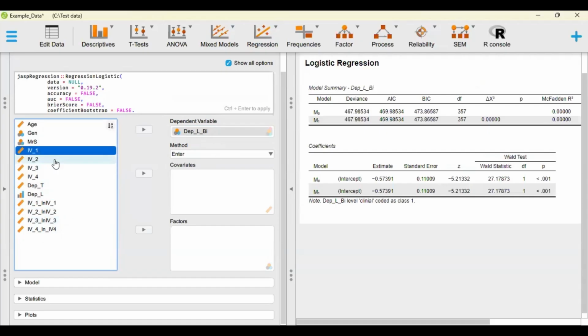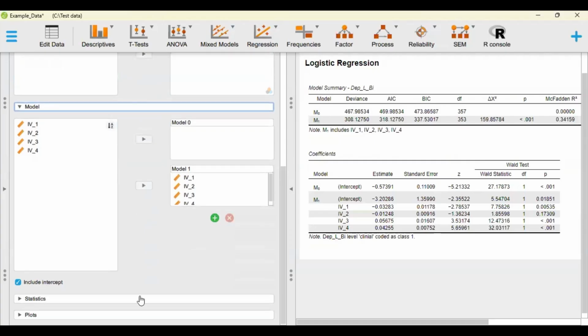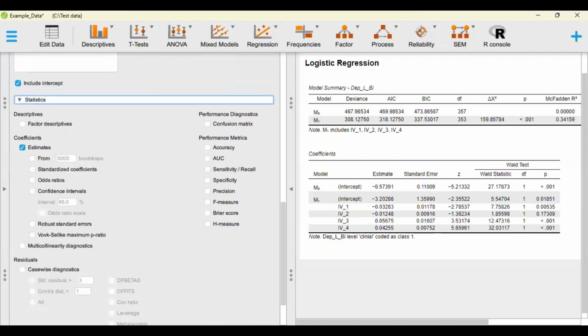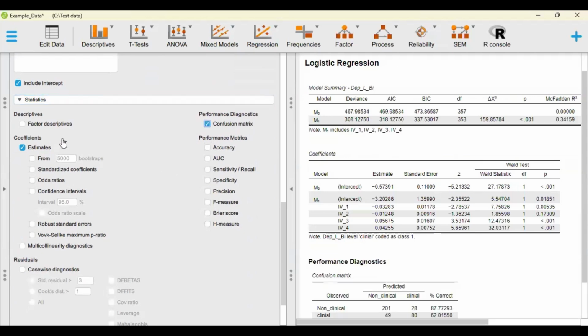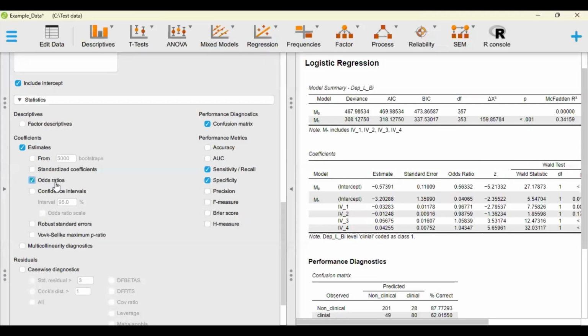And then my IVs, because they are continuous, I put them in covariates. If they were categorical, I would put them in factors. So I also need to tick a few boxes here, like going to statistics. I want to make sure that the confusion matrix is ticked. The estimate should be ticked by default. I also need specificity and sensitivity, which I will explain later. And I also need the odds ratio, that is the most important value that I want for my hypothesis testing.